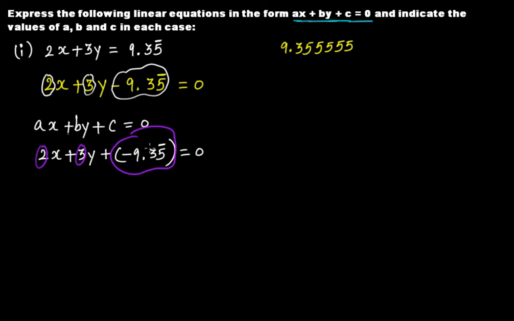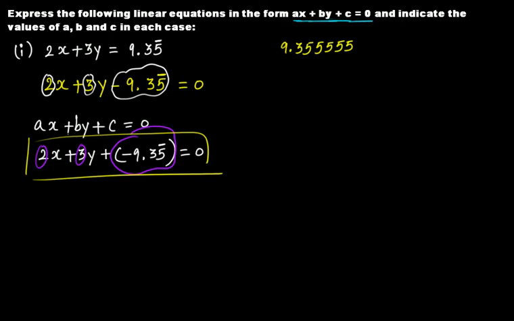So a is 2, b is 3 and c is minus 9.35 with the bar over the 5. Now one very important thing, when we were discussing the introduction of linear equations in two variables, there we discussed one very important point, that the representation of a linear equation in two variables is not unique, right? And why? Because in this case you have expressed it in this form, where a is equal to 2, b is equal to 3 and c is equal to minus 9.35 bar.